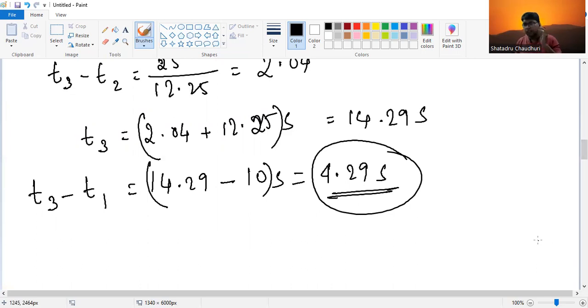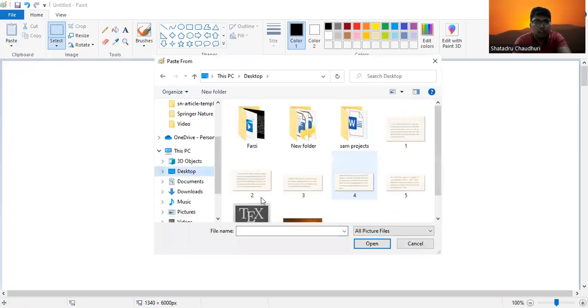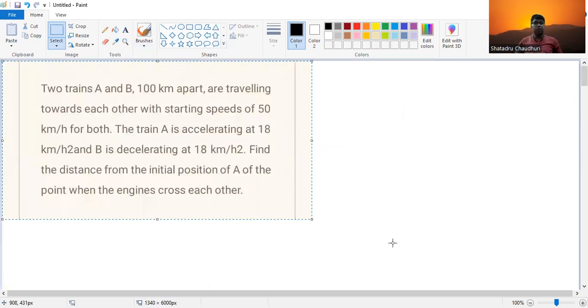Now, if I go to a different problem, a very popular problem, the crossing of trains. Let me discuss with you the crossing of train problem. There are two trains A and B, 100 km apart, traveling towards each other with a starting speed of 50 km per hour for both. The train A is accelerating at 18 km per hour square and B is decelerating at 18 km per hour square. Find the distance from the initial position of A of the point when the engines cross each other.